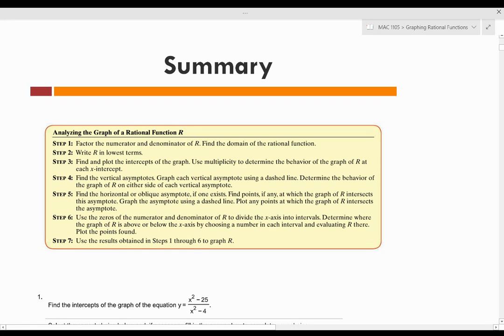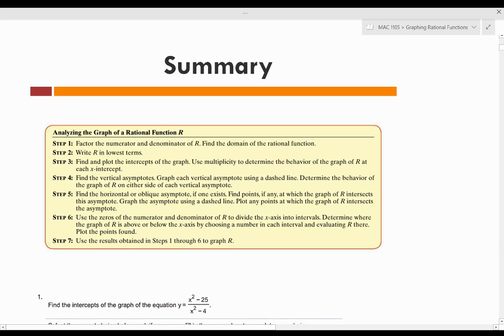Step 5, we're going to find the horizontal or oblique asymptote if one exists, and then we're going to find the points, if any, at which the graph of r intersects this asymptote. And then we're going to graph the asymptote using a dashed line. We're going to plot any points at which the graph of r intersects the asymptote.